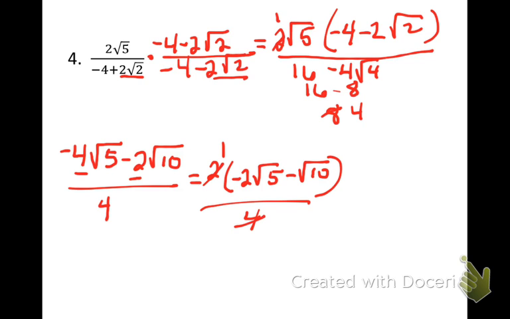And now I cancel these two, leaving me negative 2 times the square root of 5 minus the square root of 10 all over 2. So lots of little things that you must watch for. These can become kind of difficult.